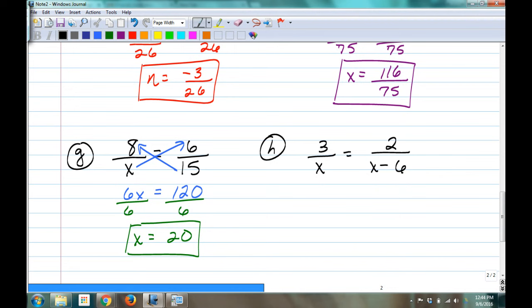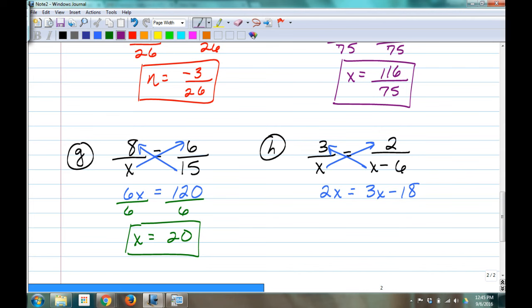We're a little bit more difficult. What do we do on this one? Cross multiply. It's a proportion. So on one side, we've got 2 times x, which is 2x. What's on the other side? Minus 18. So now we have this equation.